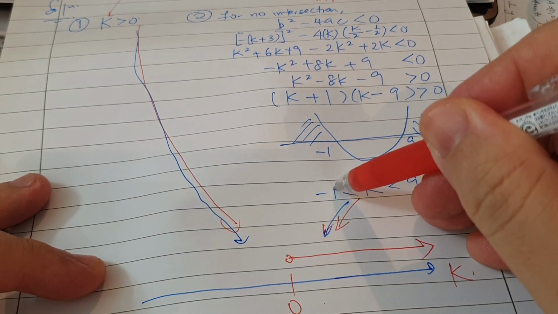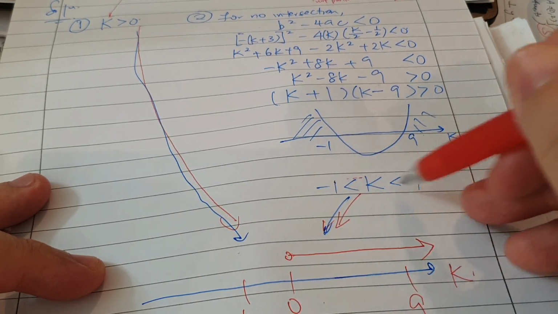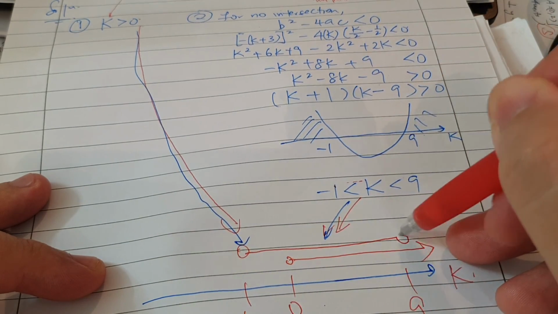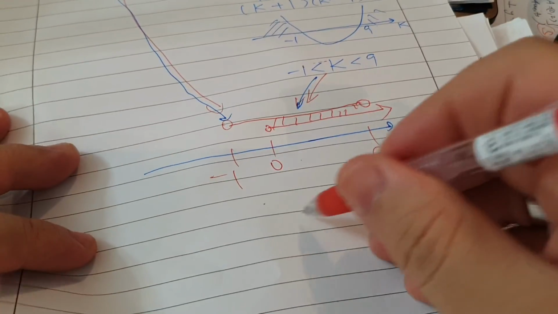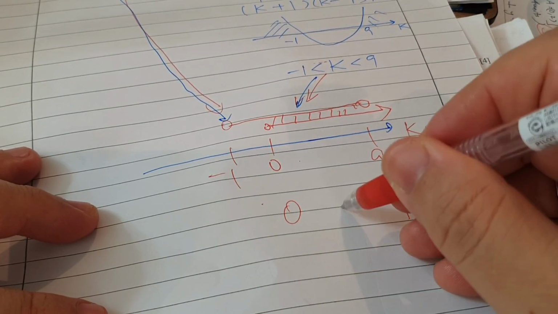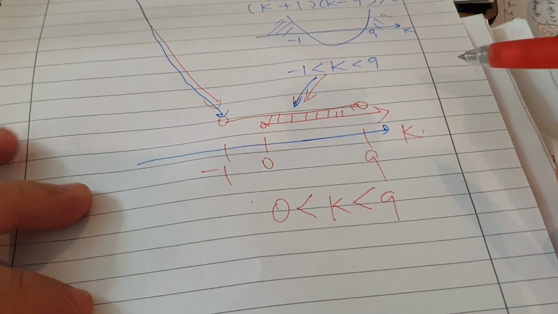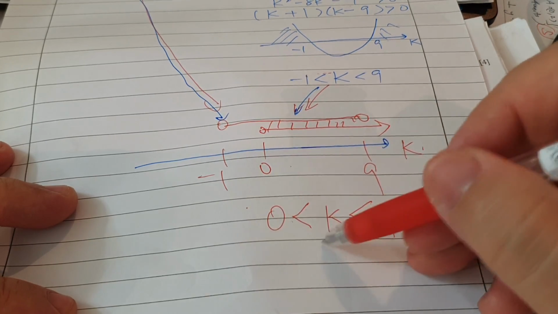Then this is between -1 and 9. You think about it whether there should be an equal sign. So it's here to here. Overlapping part is here. So it's between 0 to 9. Like that. So can you go and think about it whether should include or should not include?